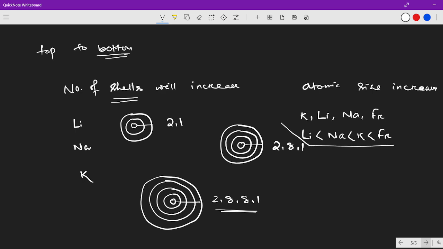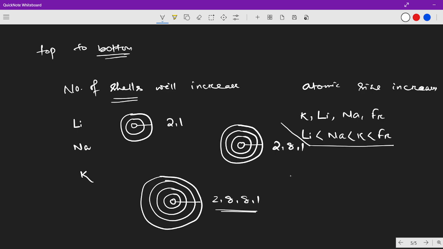So you just need to understand that the atomic size on moving left to right will decrease, and on moving top to bottom will increase. And the reason will be: left to right nuclear charge increases, hence atomic size decreases, and top to bottom the number of shells increases and the size also increases. Hope you understood how the size of the atom changes.